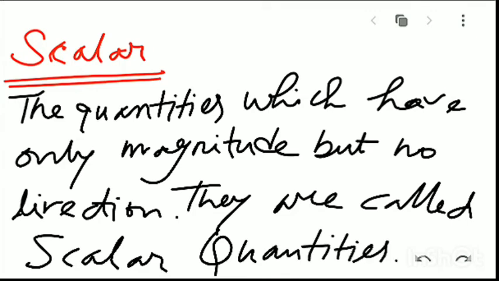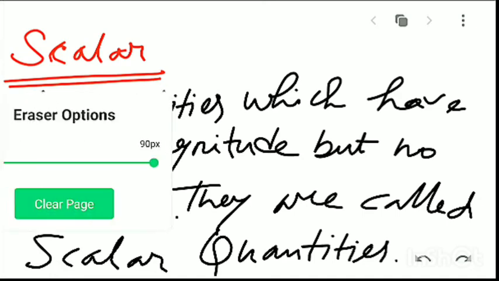Clear? So there are a set of quantities for which we only need to learn their magnitudes, their values. That can be 5, that can be 10, but we don't need to know anything about their direction. Such quantities are called scalar quantities. I am giving you some examples later. First, I have told you the definition of scalar, now I will tell you the definition of vector.